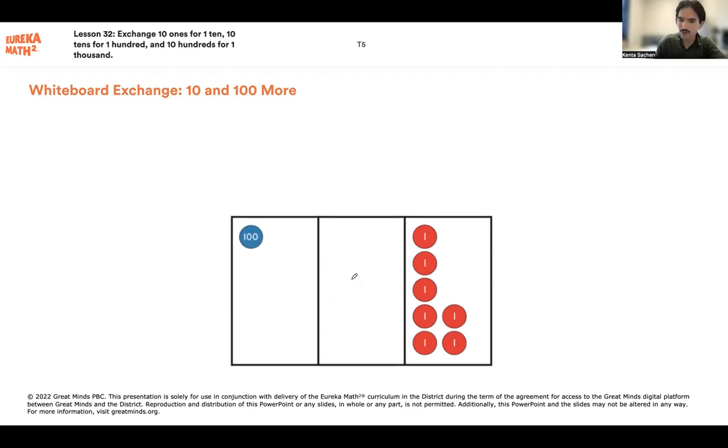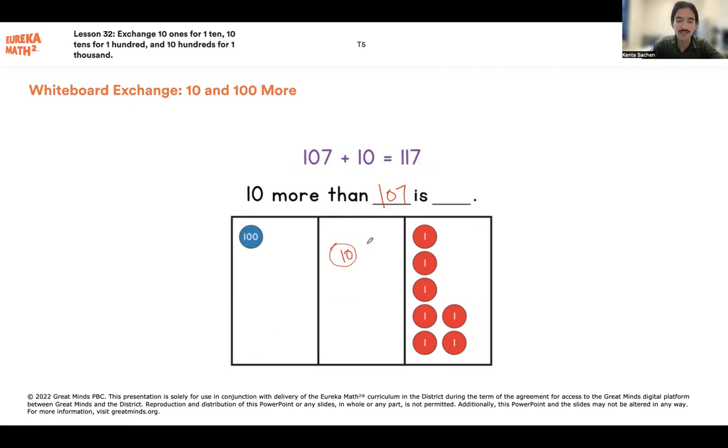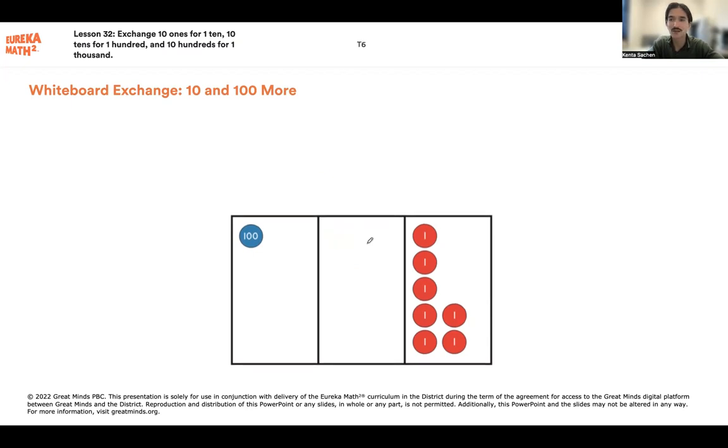Now what number do we have? We have no tens. What number is this? Liam? 107. Great job. Thank you, Liam. It's 107. What if we have 10 more? What is 10 more than 107? What number do we get now? Didi? Yep, 10 more than 107 is 117. Just like that. Great, let's keep going.